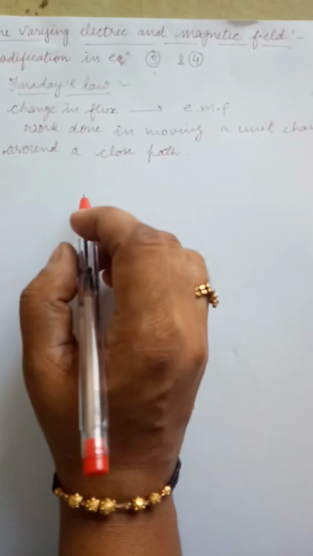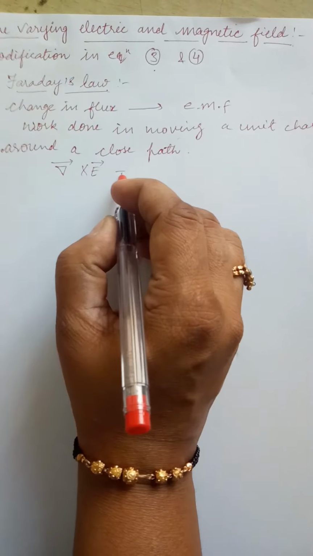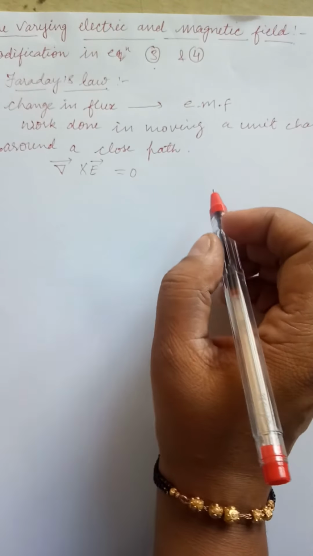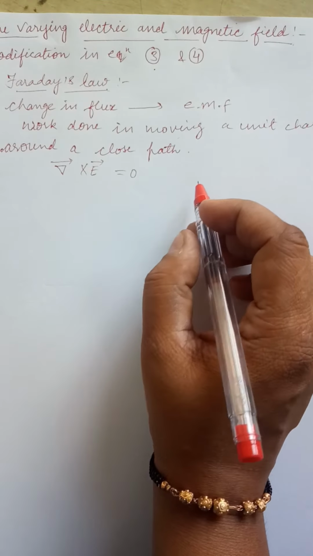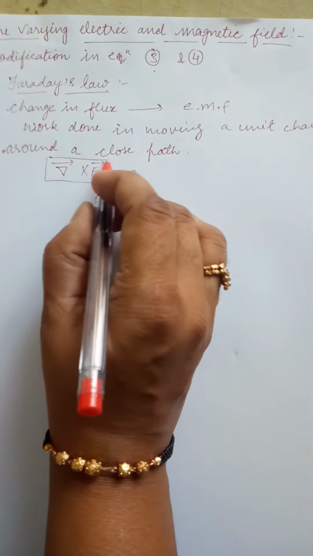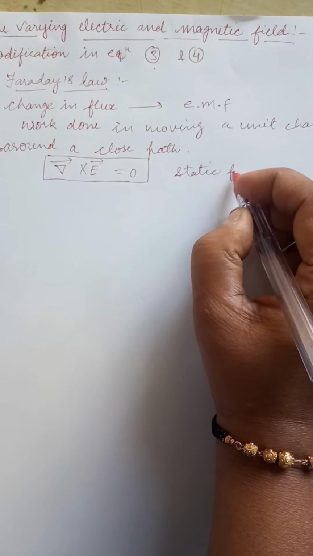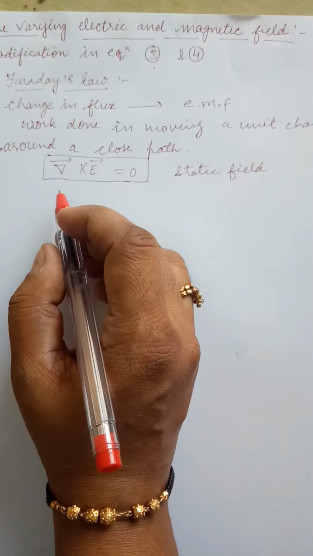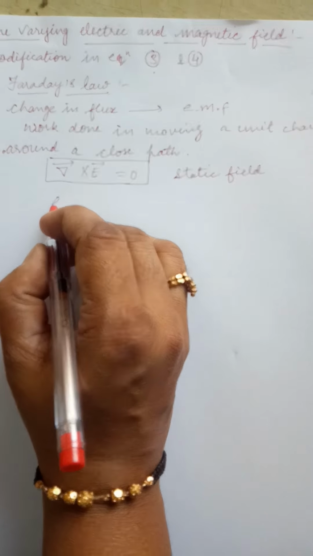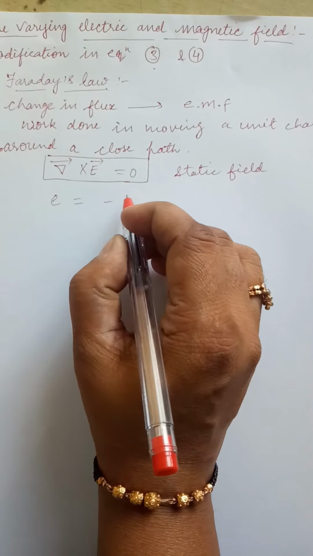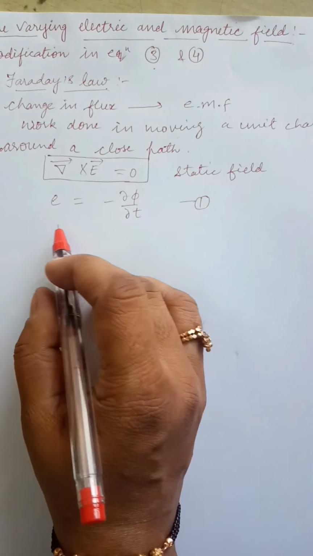So basically our equation number 3 was the curl of electric field equals 0, because the work done in moving a charge around the closed path in the static field is 0. So that is how we got this equation. In a static field, the work done is 0. But in a varying field, we have a time varying field, the electromotive force we write as the rate of change of flux with time. This is how we write the electromotive force equation.